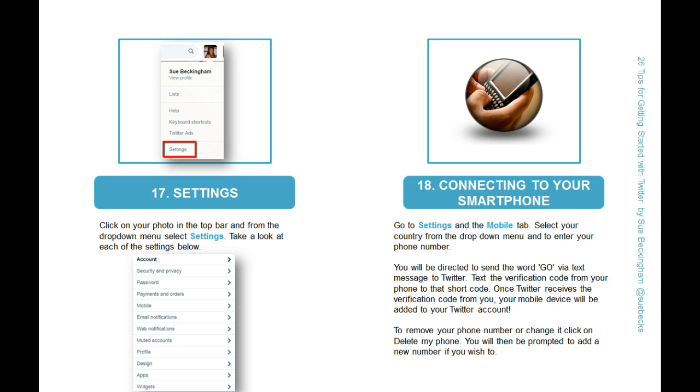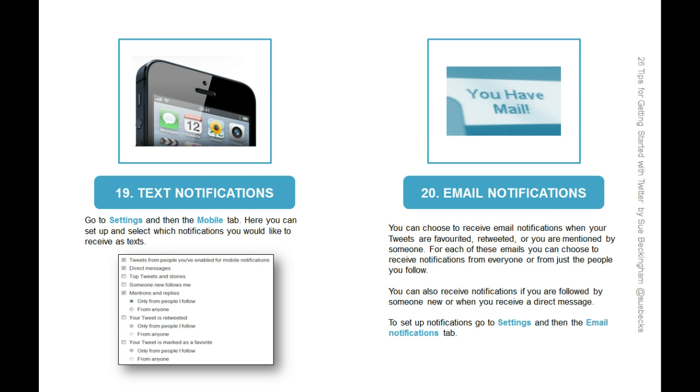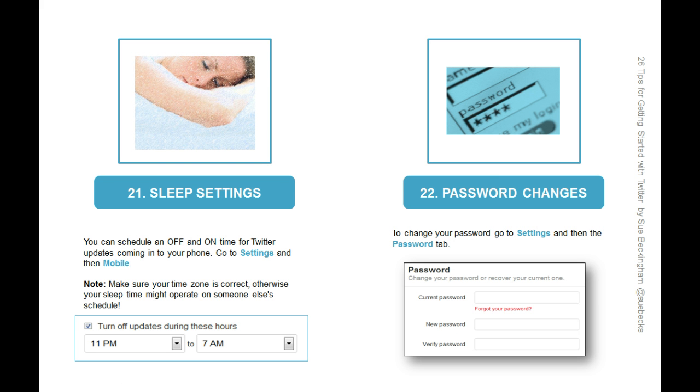Some of these I'll quickly go over now is connecting your Twitter account to your smartphone so you can get notifications. These notifications can be by text and by email. You can also adjust the sleep settings so that if you're connected with people, for example, across the other side of the world with different time zones, you may not necessarily want to get tweet alerts in the middle of the night. So you can turn off updates during the hours of your choice.